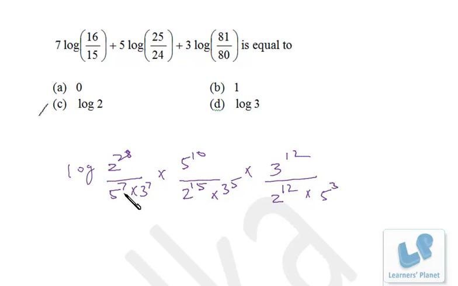Now what? 2 raised to 28, and here we can see 15 and 12, 27. So it's just 2, only 2, right? 5 raised to 7 and 5 raised to 3, that's 5 raised to 10, cancelled. 3 raised to 7, 3 raised to 5, 3 raised to 12, that's cancelled. So you are just left with log of 2. So that's this. Okay. So once again, you should be clear about the properties of logarithm, and you should be able to apply them in a faster manner, right? Just skip all the easy steps, okay? Else you'll end up spending a lot of time.